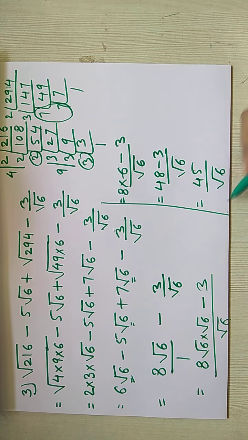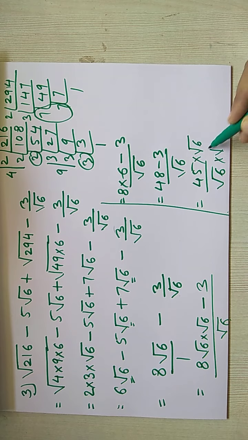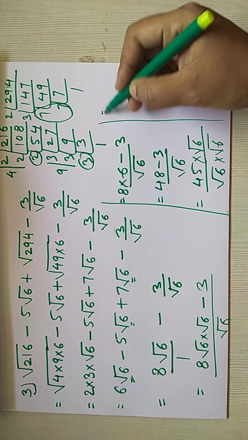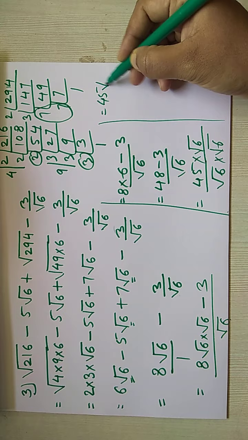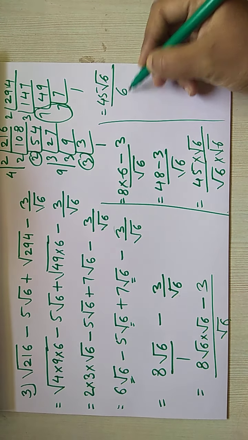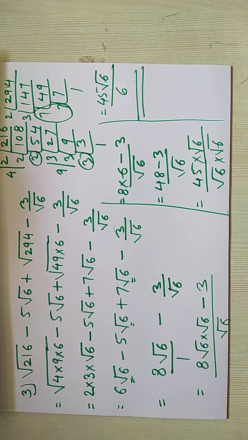Okay, so this can be the final answer, but if you want to go further, you can rationalize the denominator, children. You stop over here itself or you rationalize the denominator. We know how to rationalize the denominator, root 6 into root 6. So up you will get 45 root 6 and down you will get root 6 into root 6, which will be 6. Done. You don't have a surd in the denominator. Okay, understood?